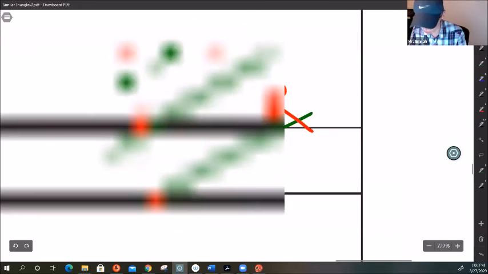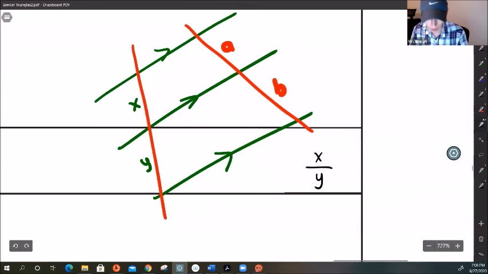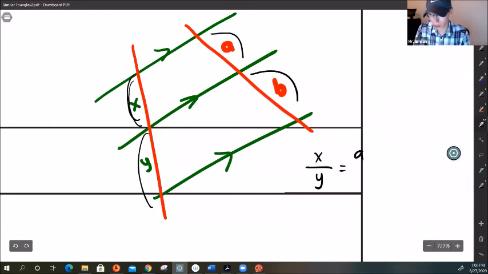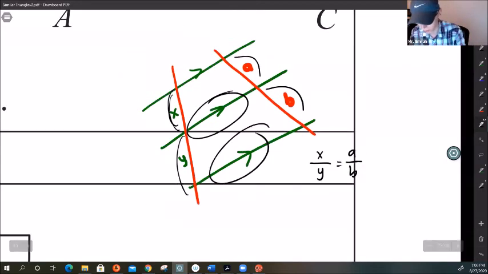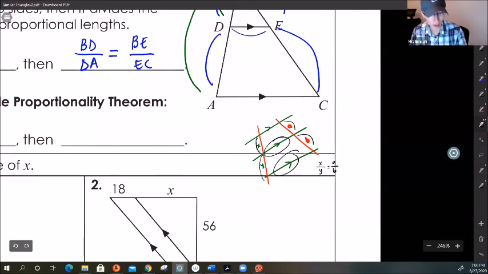Okay, so the ratio of x to y, these line segments that are cut by those parallel lines, those ratios are going to be equal to the a to b ratio here. Does that make sense? And it's not equal to this over that, of course. This is only about those line segments that are formed by parallel lines. This gives you a little bit of a shortcut in some problems.